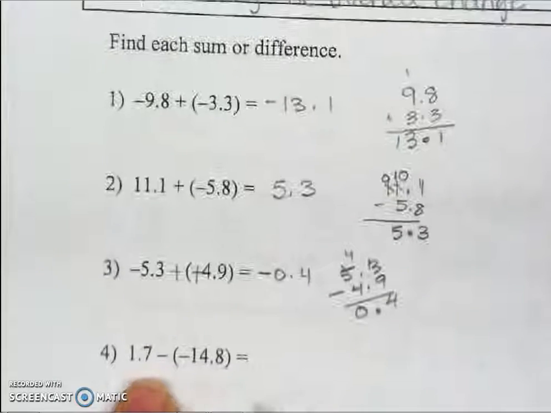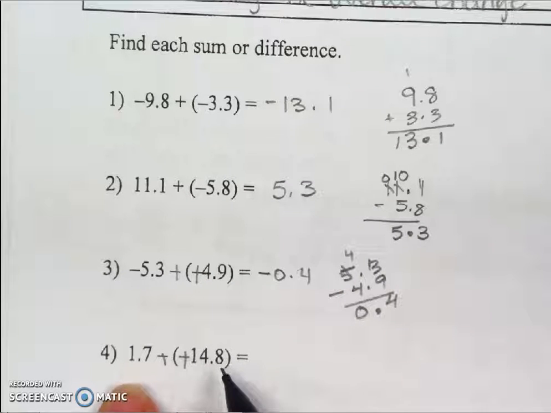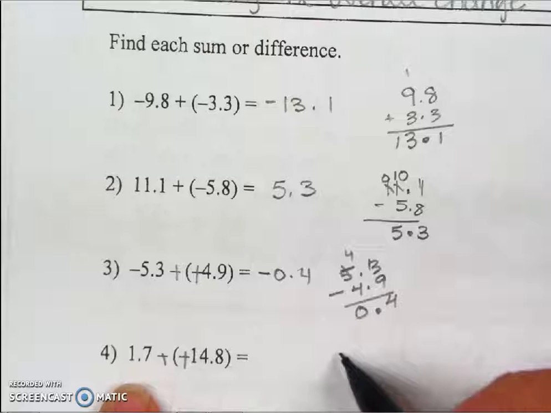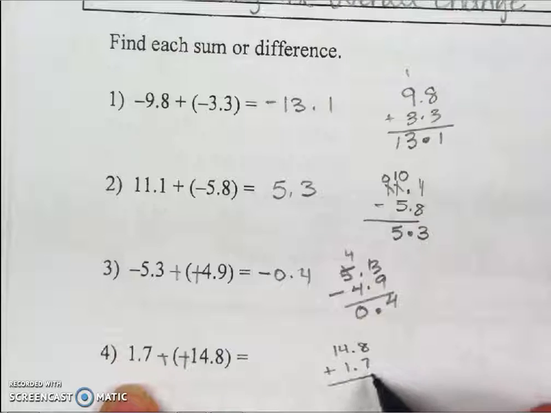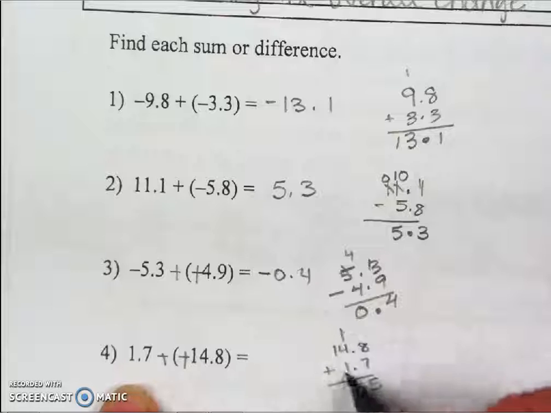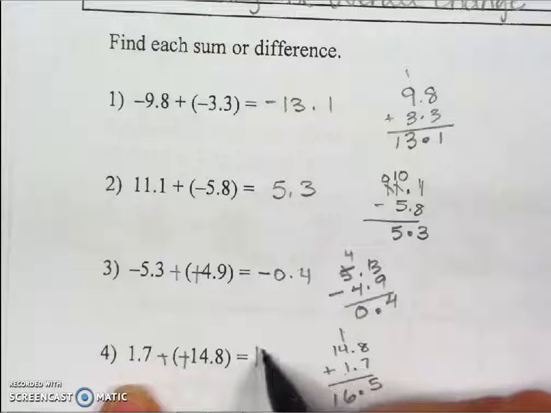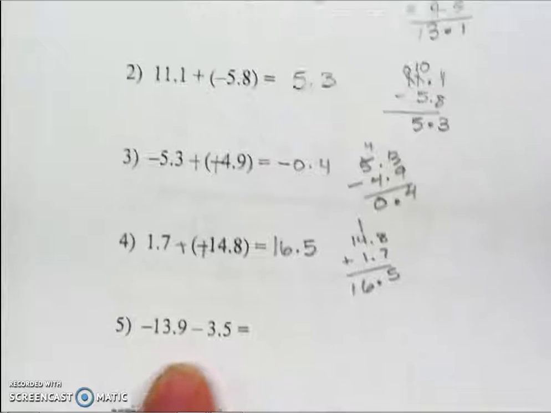Let's go to number 4. Add the opposite. So now these are both positive, so I will go ahead and add them together. I'm going to put the one with more digits up top just to make it easier to write. 14.8 plus 1.7. Let's see, that gives me 15. 4 plus 1 plus 1 is going to give me 6. Bring down that decimal right there. And bring down the 1. And so we get positive 16.5.